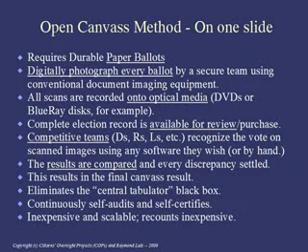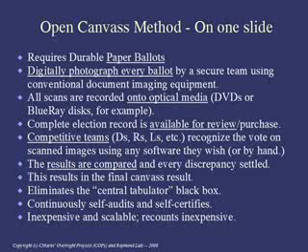Now, I promised people I'd get this down to as short as possible, so I have the whole method here briefly on one slide. The Open Canvas method requires durable paper ballots. We digitally photograph every ballot in the election using a secure team, and then we record those onto optical media such as data DVDs. This creates a complete election record which is available for review by various parties.